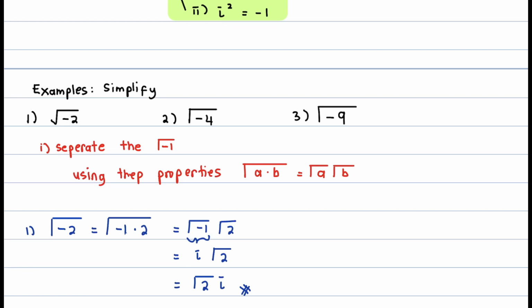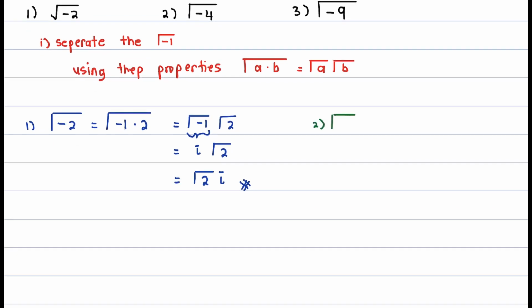If we have the square root of -4, again what we can do is we separate it into -1 multiplied by 4. As such, you can rewrite it as square root 4 multiplied by square root -1. So square root 4 we can simplify as 2, and square root -1 we will get i. So you will get your answer 2i.